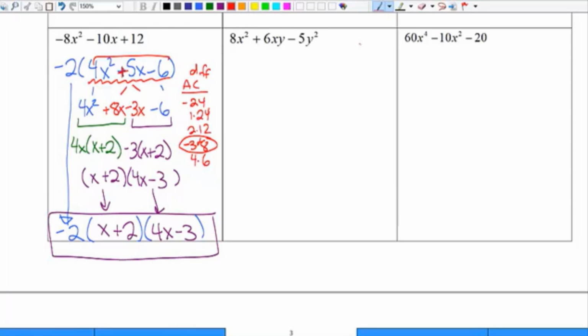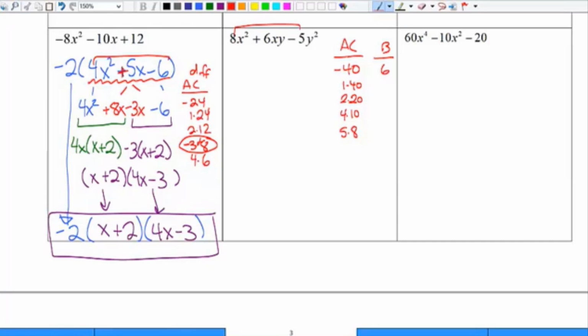Okay, so the next one has no GCF, but it does have those x's and y's in it. So we're going to go ahead and proceed with my AC method. So that gets me negative 40. I'm looking for numbers that multiply to negative 40 and add to 6. So that's 1 times 40, 2 times 20. 3 doesn't work. 4 times 10, 5 times 8, 6 doesn't work, 7 doesn't work, and 8's already in my list.